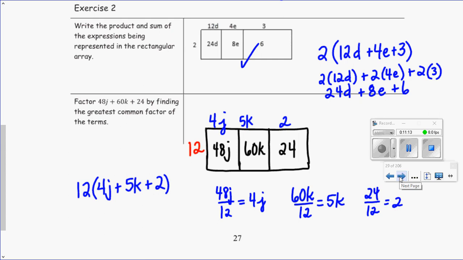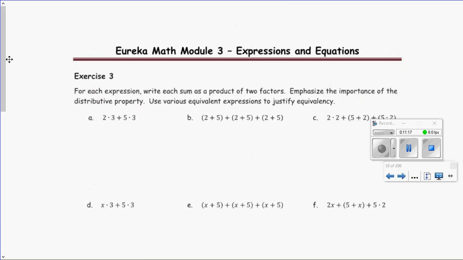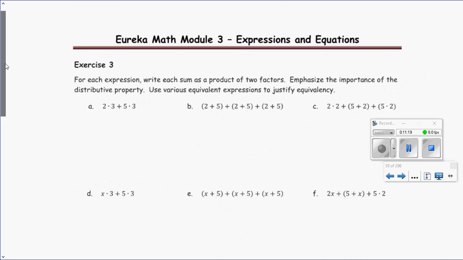Okay, on the next page, we're just going to do 2 examples, and then you're going to try 2 on your own. So for exercise 3, we're going to do A and B together, and then I'm going to have you try D and E on your own.